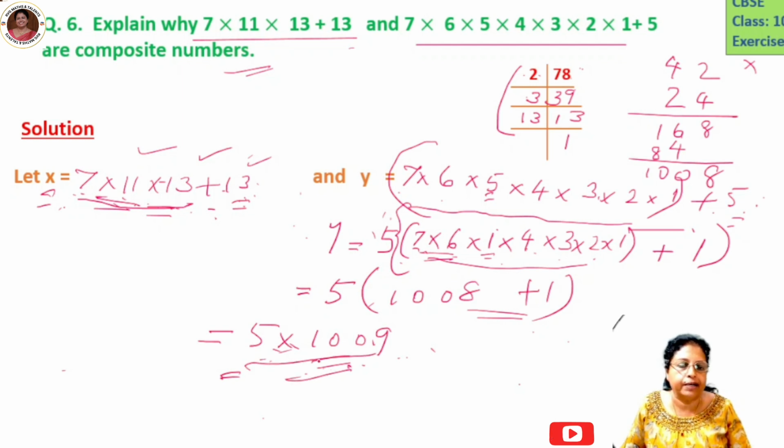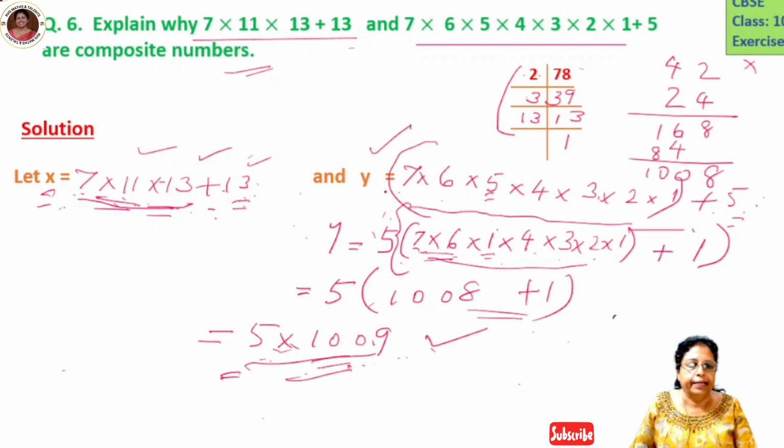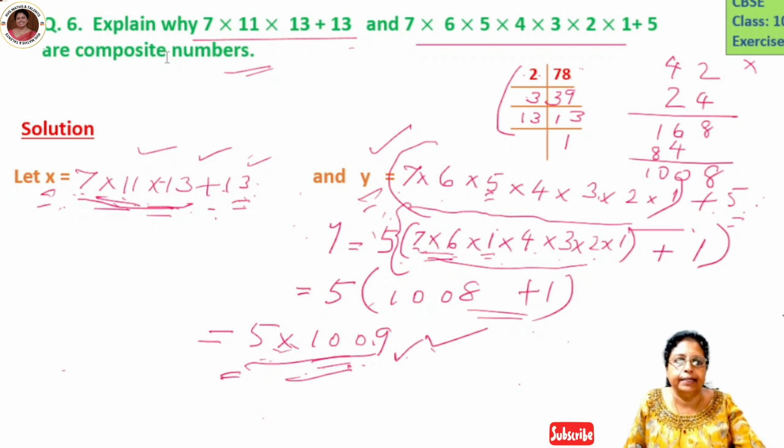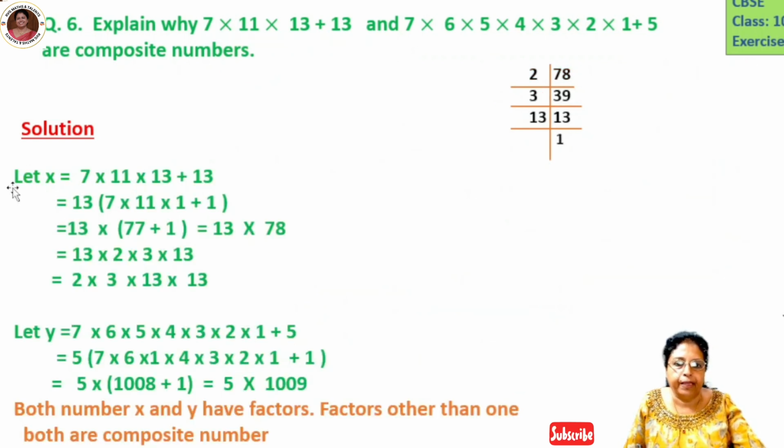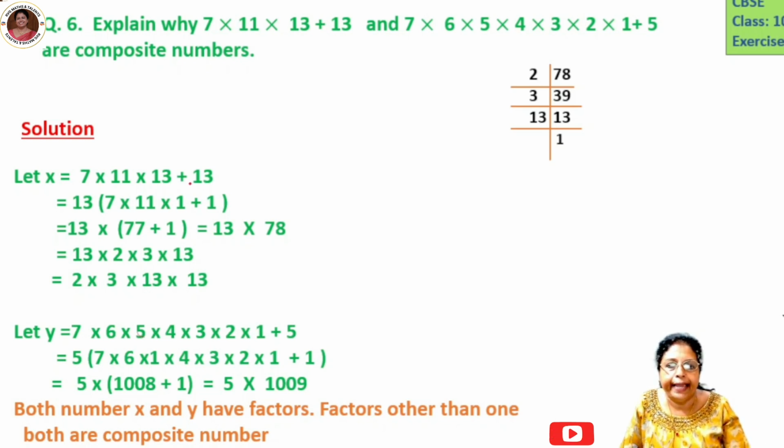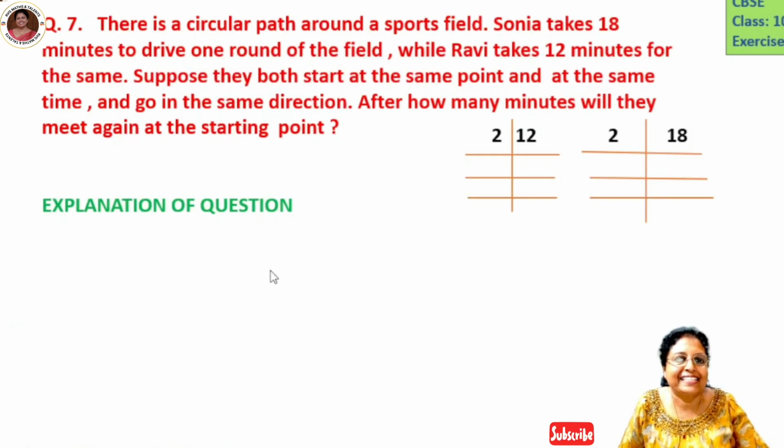That means 5 and 1009 are factors here. That means y is also a composite number. So we have proved that these two numbers are composite numbers. So here the solution is given. See here you can see x and y have factors other than the same number and 1. That means x and y are composite numbers. Let us start the next question.